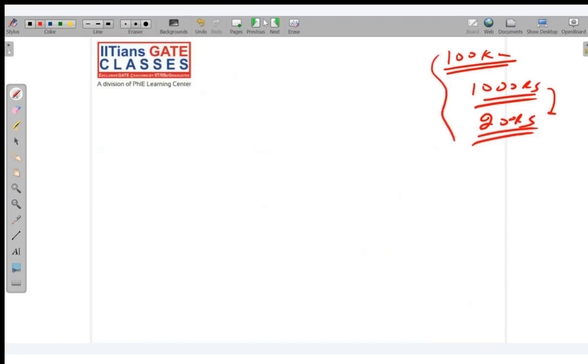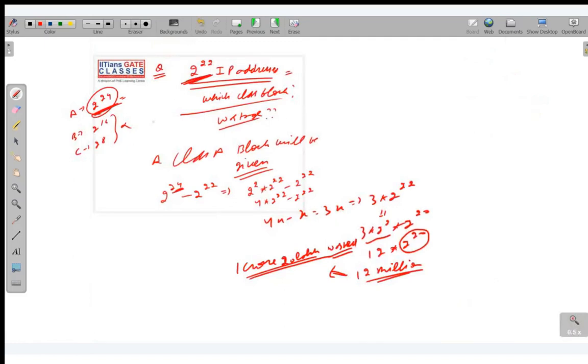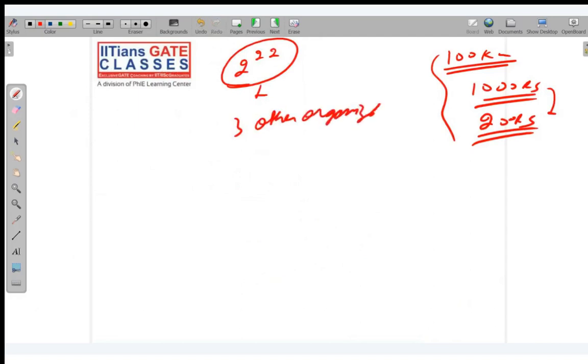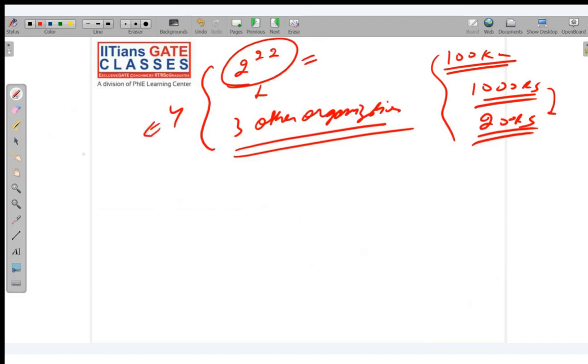So if you want 2 power 22 IP addresses and you get a total of 2 power 24 IP addresses, a lot will be wasted. So you will say, I want 2 power 22; let me search for 3 other organizations that also want 2 power 22 IP addresses. If I am able to find 3 other organizations whose demand is the same, then together we demand 2 power 24 IP addresses, or a class A block, and we will share it.